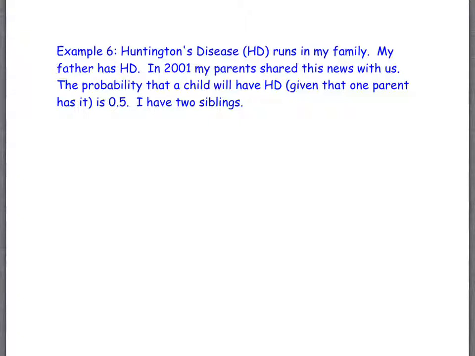So I have 2 siblings, and I'm actually the oldest one. So this first tree branch is actually me. I'm the oldest, so that's where we're going to put me first. And along this tree branch, there's 2 possibilities. I either have it or I don't. So I'm going to write HD for Huntington's disease on this one and just write don't on this one. So either I have it or I don't. And it actually is a 50-50.